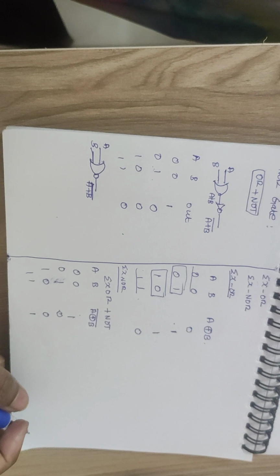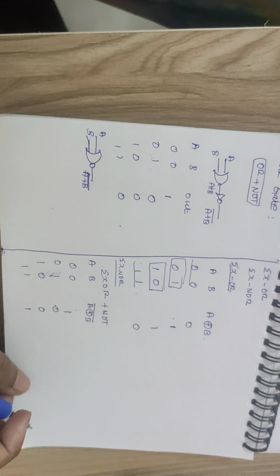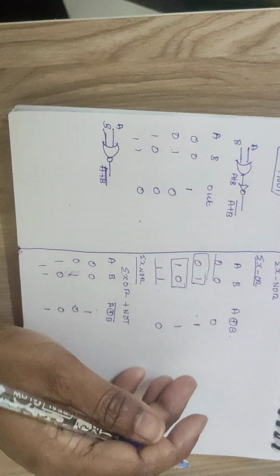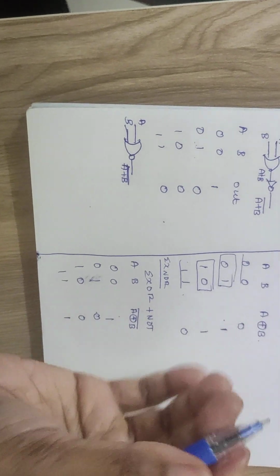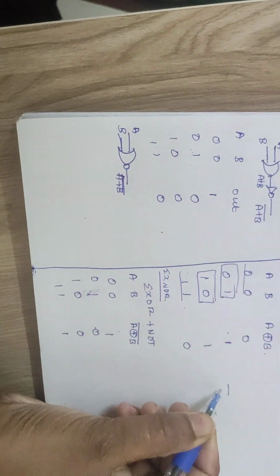I think it's clear here. So this is what XOR and XNOR are about. We'll go with the same approach for the symbol.